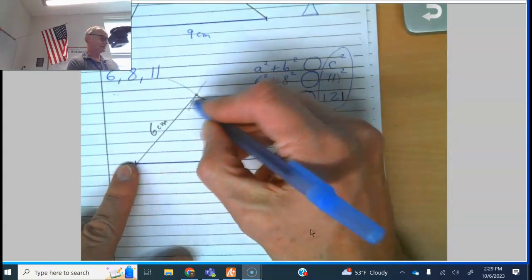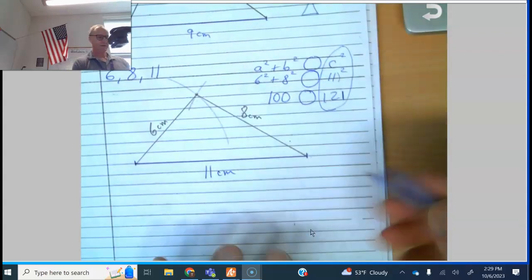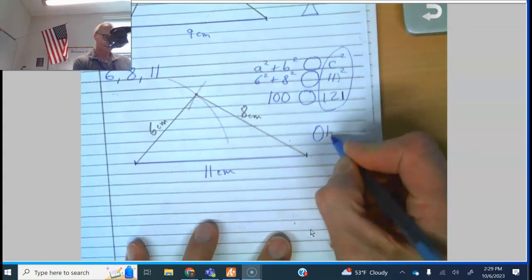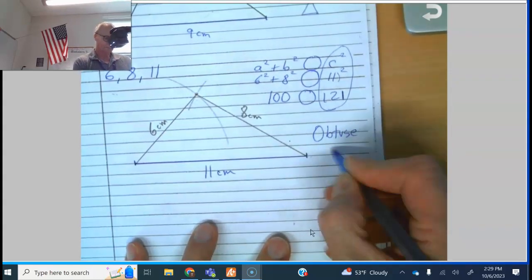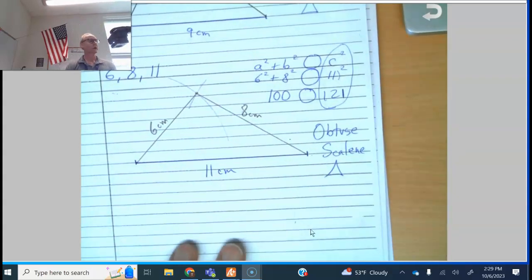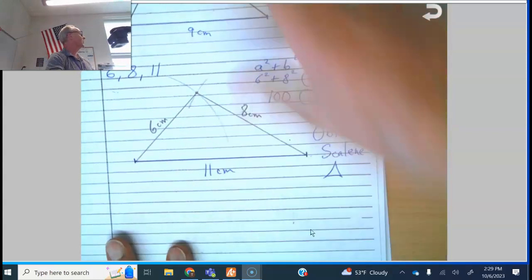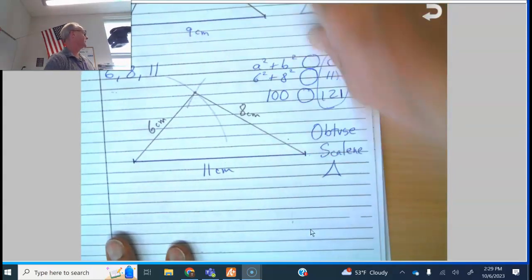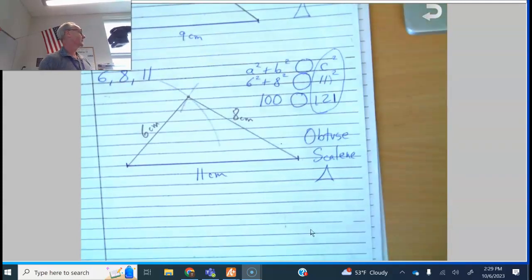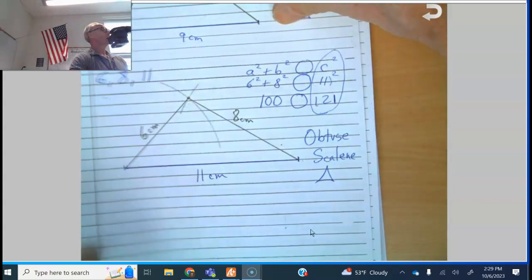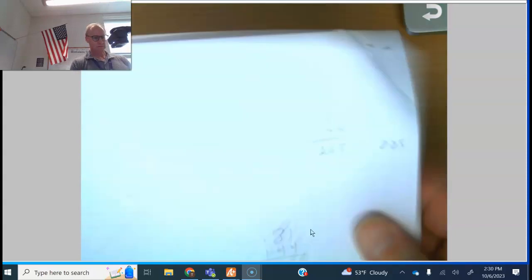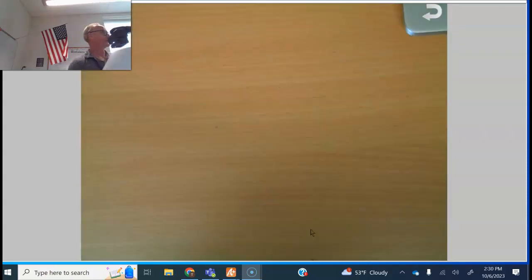That means that this angle is what kind? Obtuse. This is an obtuse. It's also scalene because all the sides are different. The nice thing is we don't have to make the drawing in order to do this. All we have to do is check the A squared plus B squared and compare it. If you have some space, we're going to do some examples. I'll just put them in the back here.